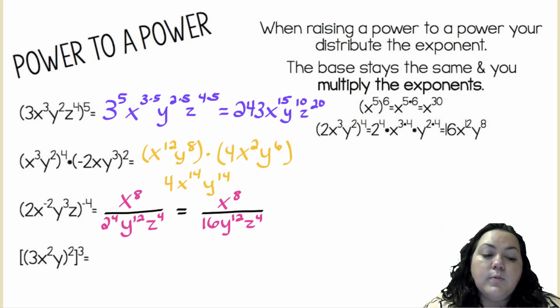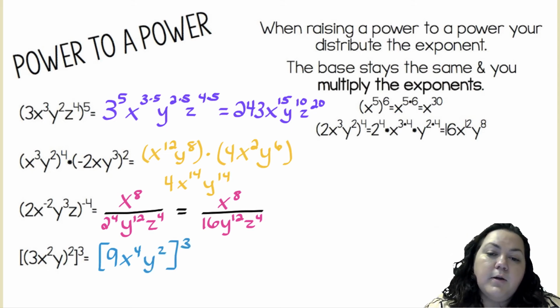All right, in the next one, I'm going to work from the inside out. So I'm going to do 3 squared. That's going to give me 9. Then I'm going to do x squared to the 2nd power. 2 times 2 would give me x to the 4th. I'm going to do y to the 1st raised to the 2nd would give me y to the 2nd. And then all of that stuff is still being raised to the 3rd.